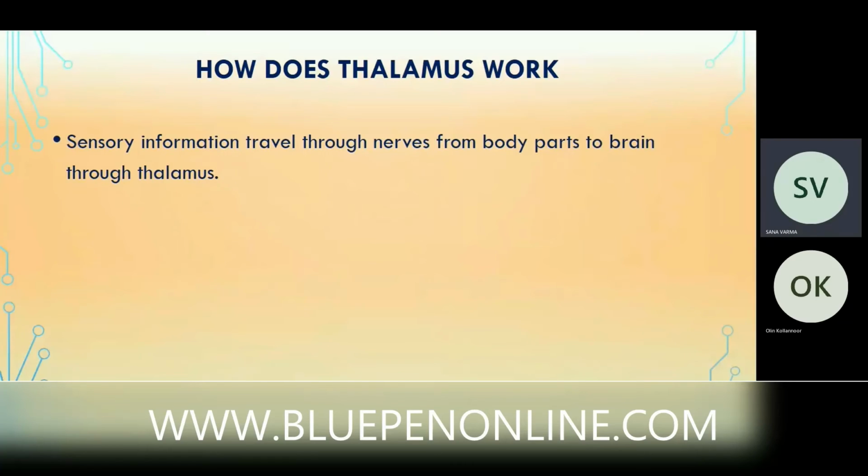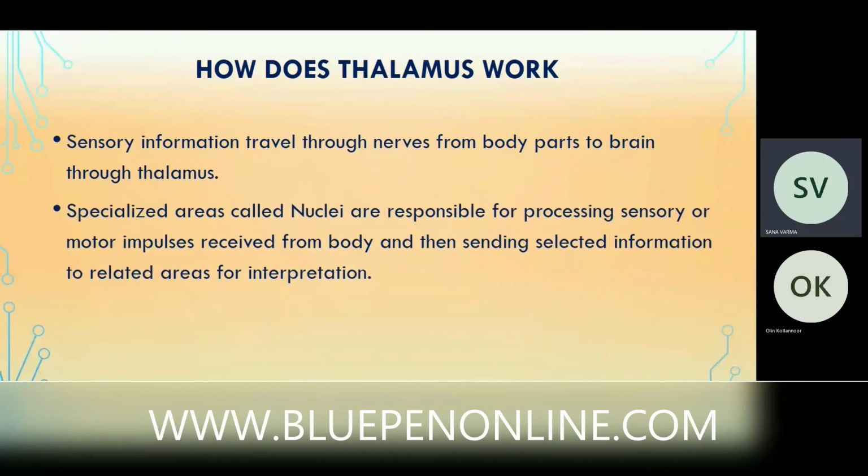So the sensory information travels through nerves from body parts to the brain through the thalamus. Then specialized areas called nuclei are responsible for processing sensory or motor impulses received from the body and sending selected information to related areas for interpretation. So it is the function of the thalamic nuclei to process the information and do the interpretation.